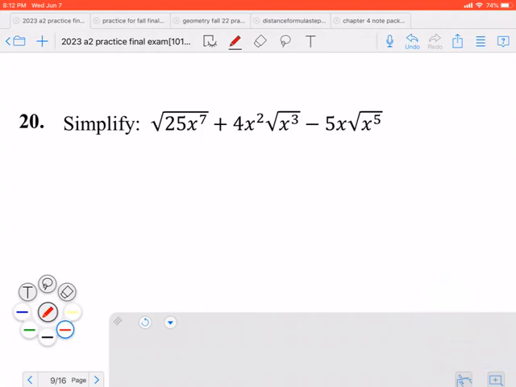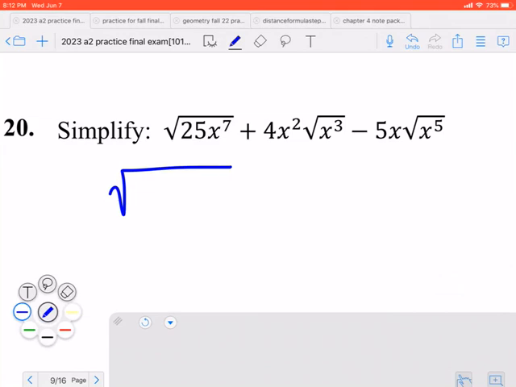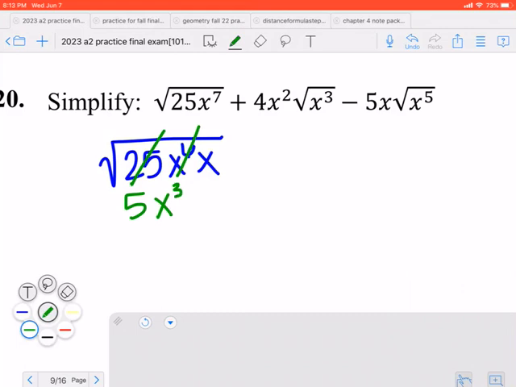We are adding and subtracting radicals, so we have to simplify them first, and if they're like terms, we're able to combine them. Okay, square root of 25x to the 7th. 25 is a perfect square, so I'm going to leave it alone. X to the 7 though, 7 is odd, so I'm going to make that x to the 6 times x. I think I'll just simplify it now. The square root of 25 is 5. The square root of x to the 6 is x to the 3rd. 6 divided by 2 is 3, times the square root of x.